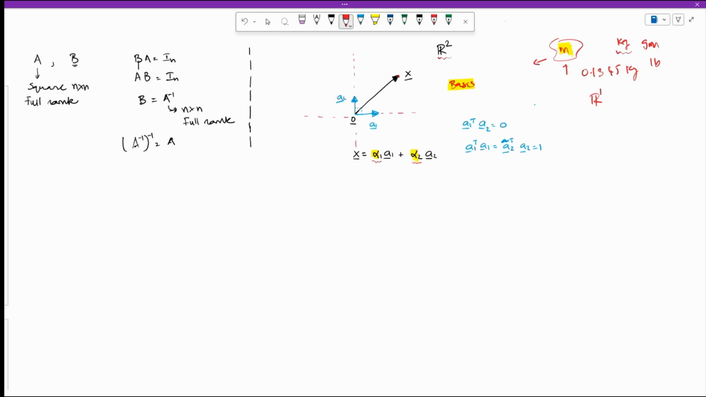So you go to the tip of the vector X, you drop a perpendicular onto A1, and then you find out this distance. Just use a scale and measure the distance. Drop a perpendicular onto A2, and then you measure this distance. If both these intersections, so you measure the distance, of course, right?